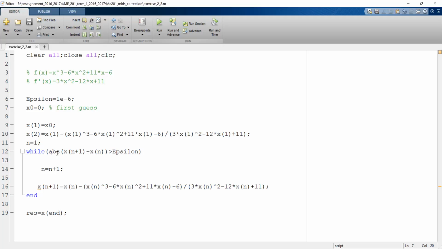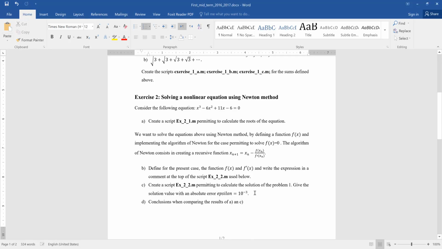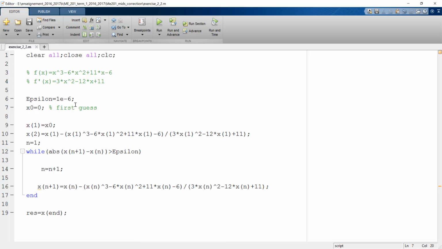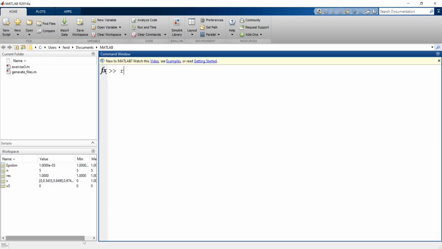So here you do while abs of x n plus 1 minus x n is bigger than epsilon, n equals n plus 1, x n plus 1 is equal to x n minus f of x n divided by f prime of x n, until you have this convergence. Here they asked you to take an epsilon equal to 10 exponent minus 3. I took in my example 10 exponent minus 6. I can take 10 exponent minus 3, no problem. So if you run your script, you get your result res equal to 1. Why 1?